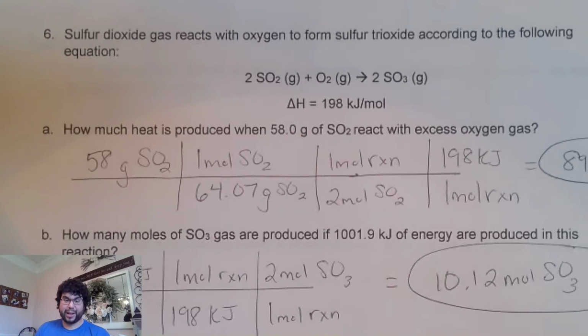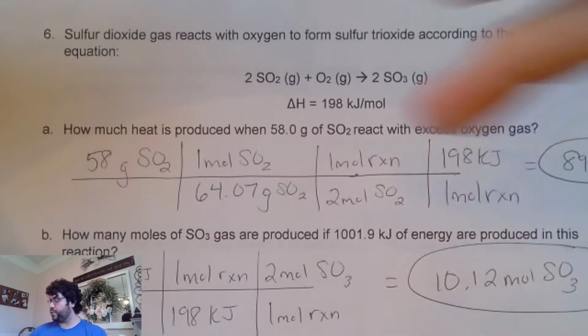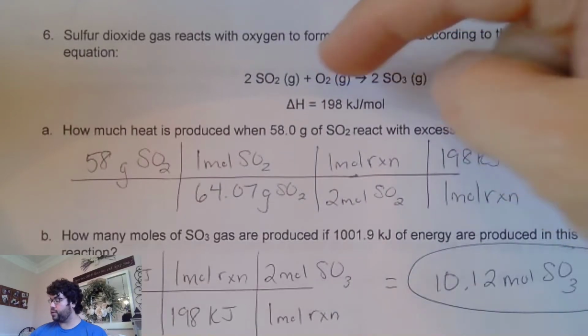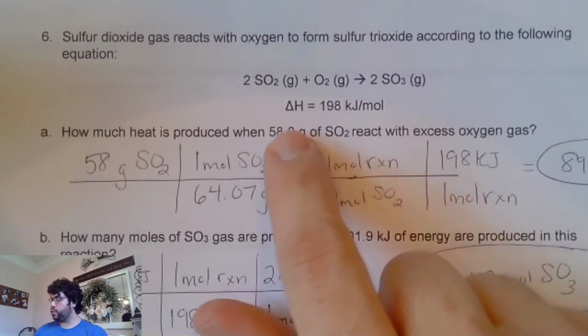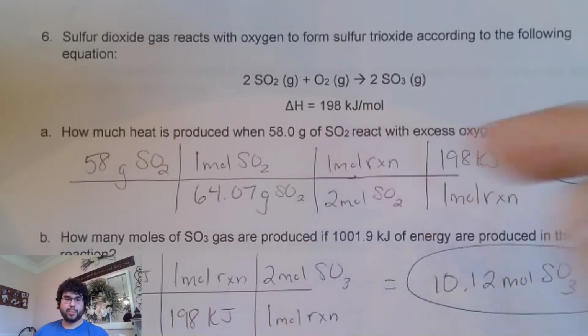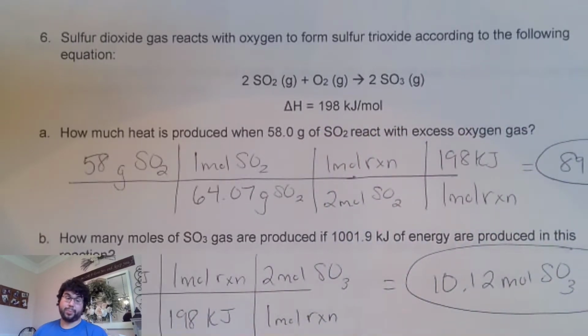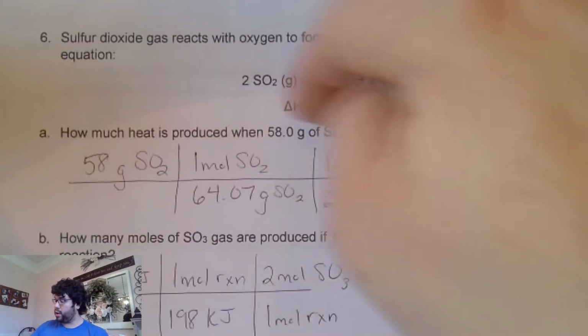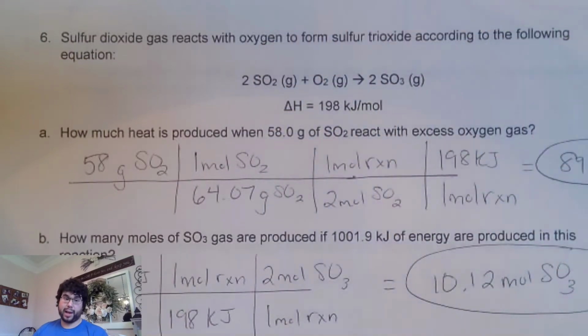No big deal though. So we're looking at this reaction right here. Sulfur dioxide reacts with oxygen to produce sulfur trioxide. We're told the enthalpy of the reaction. And these are just going to be some standard questions having to do with basic stoichiometry with enthalpy of reaction. Remember, enthalpy is the amount of energy that is produced in one cycle of this reaction.